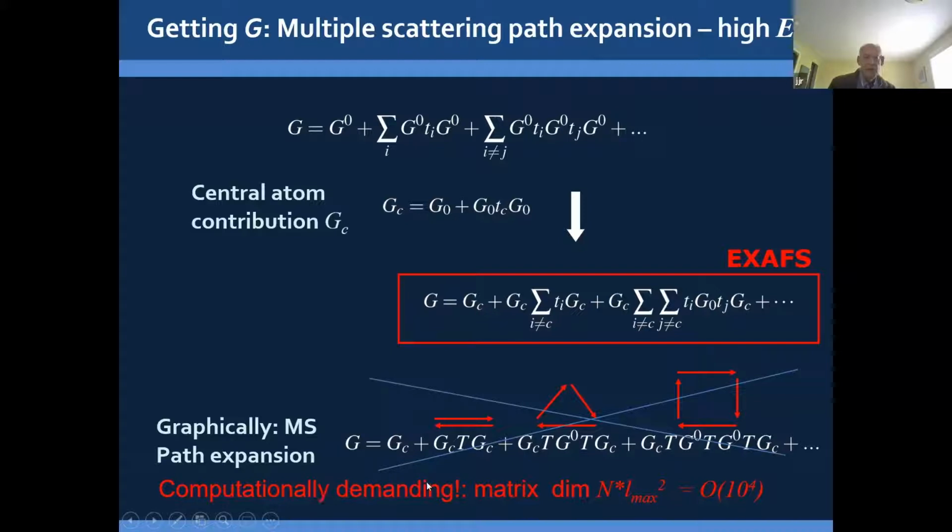Here, it's really computationally demanding because the dimensions get bigger and bigger as the energy is increased. Lmax is the maximum angular momentum, and this grows like the wave number of the photoelectron. So this is actually useless at high energies too because of the large matrix dimensions.